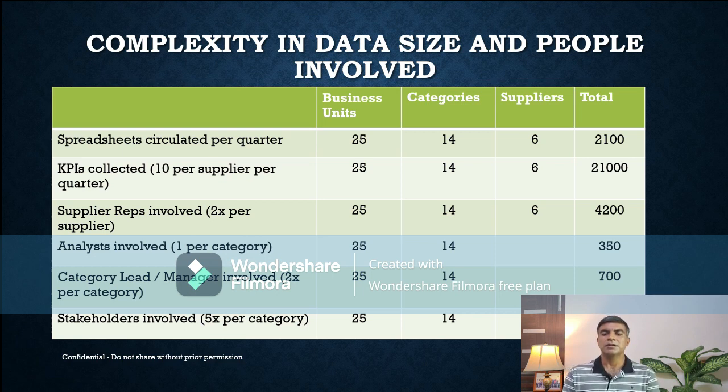About 700 of those folks were also there as stakeholders, and then there were other stakeholders from the business side for each category. Assuming there were 5 per category, there were 1,400 stakeholders involved. So all in all, this slide shows that there was a lot of valuable data being collected with the effort of a lot of people, and a lot of people were involved in this process.